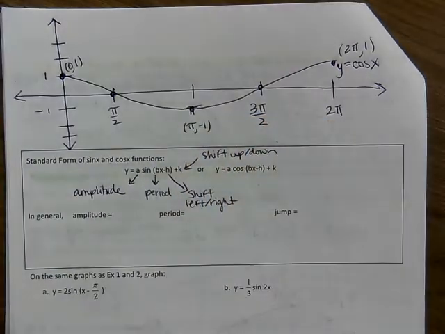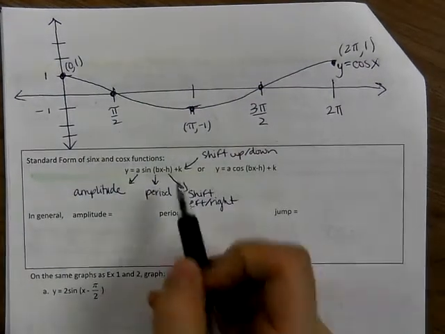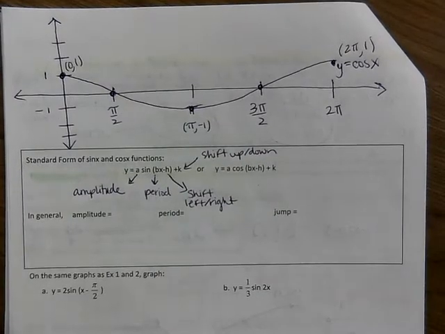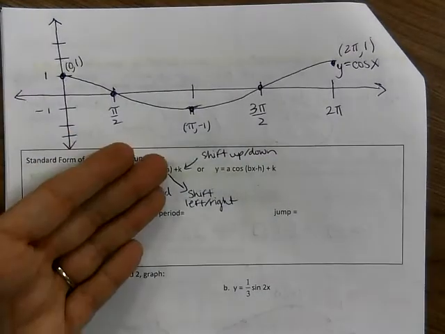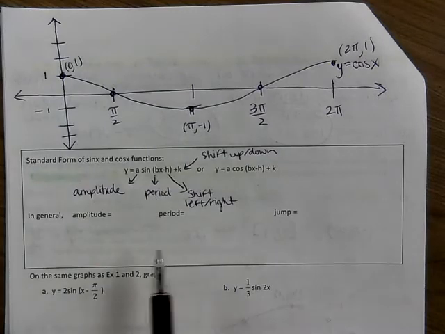And again, that is the same thing that we've talked about before. Okay, so that takes on the same pattern. If it's a minus in parentheses, it moves right. If it's a plus in the parentheses, it moves left. Whatever it does on the outside, it moves up or down according to the sign.